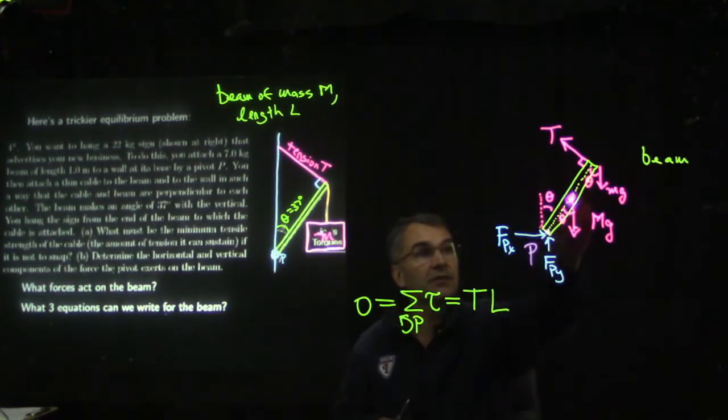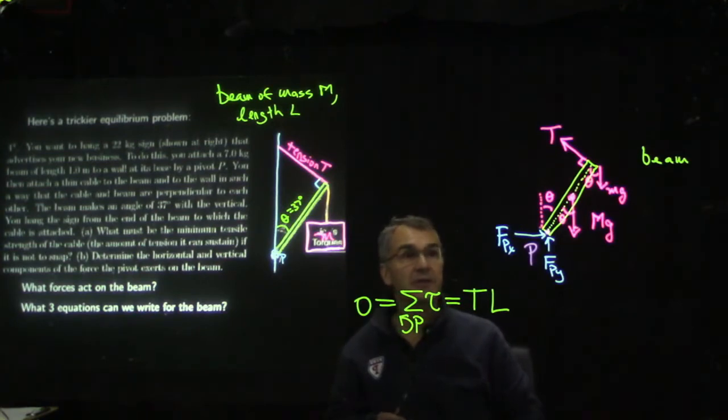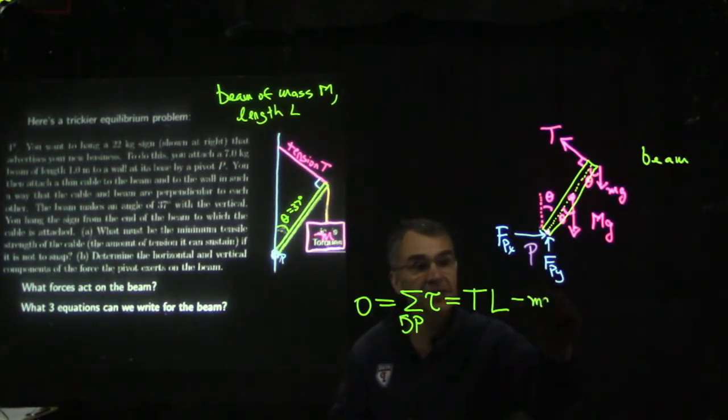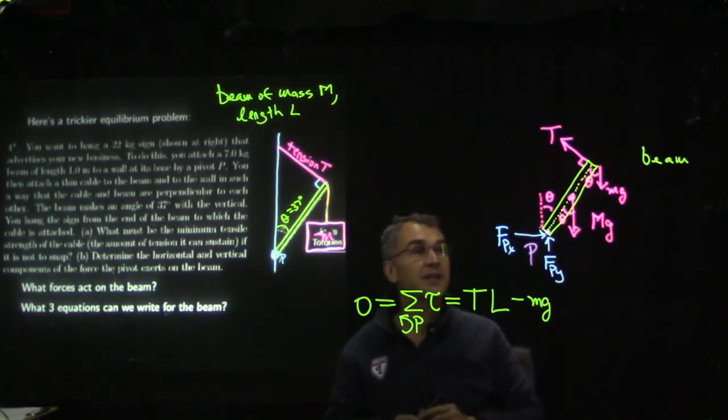So this length L, this displacement L, is perpendicular to this tension whose force points along the axis of the cable. So it's just T times L. Then we have two clockwise torques. They get minus signs. We have little mg for the sine, over here. So that's times L sine theta.